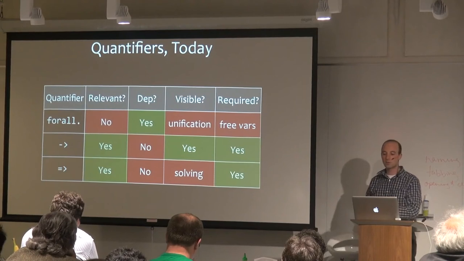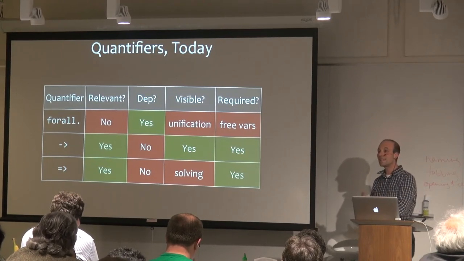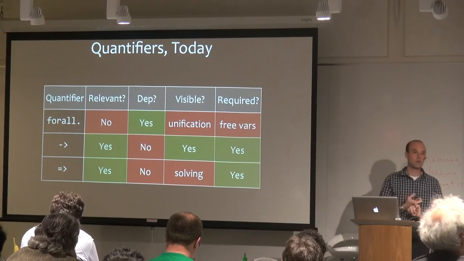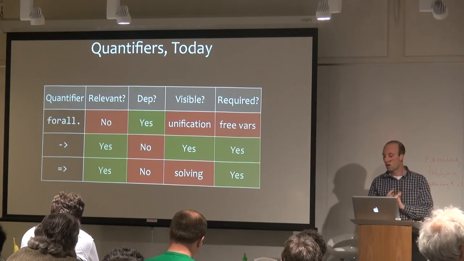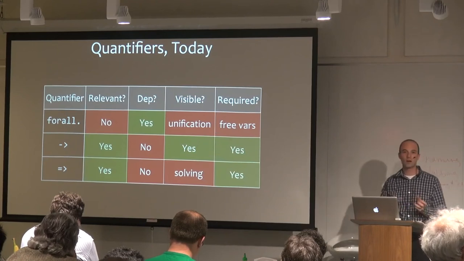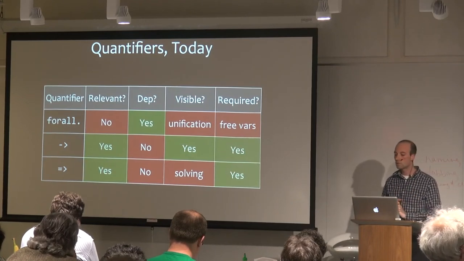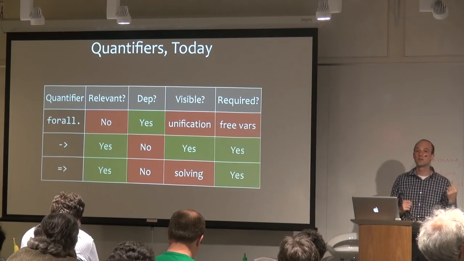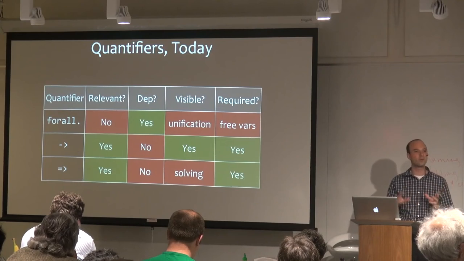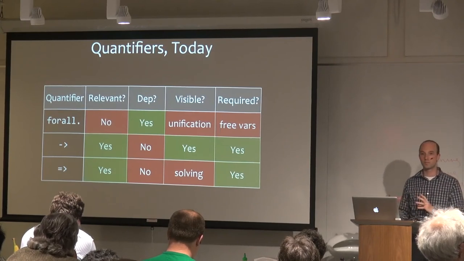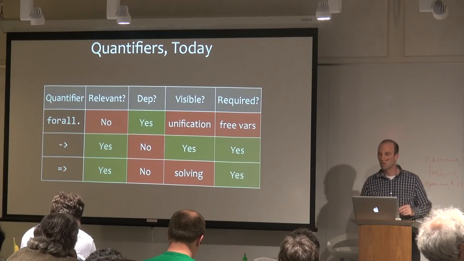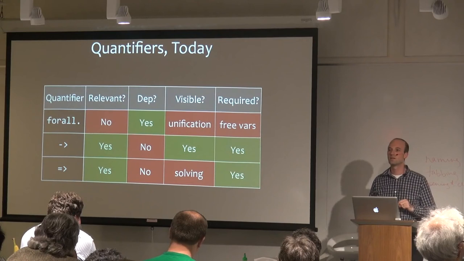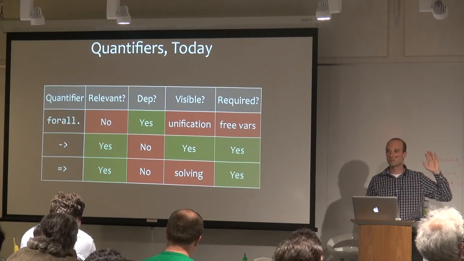So forall is irrelevant, it is dependent, it's invisible. We don't have to put type arguments in, they're inferred via unification, and it's not required. And you can see through the arrows the different distinctions. Under invisible, when we have a double arrow argument, that's inferred by solving. You look around the instances, which is a different algorithm from unification. These rules differ in the single braces versus the double braces. Do you know what I'm referring to? Awesome.